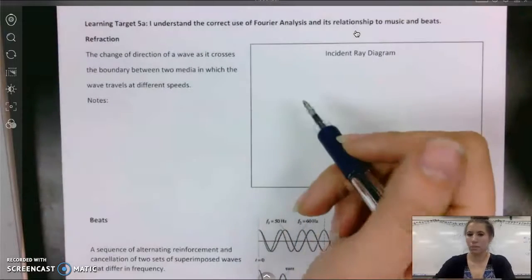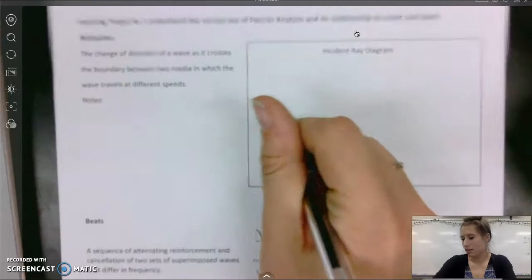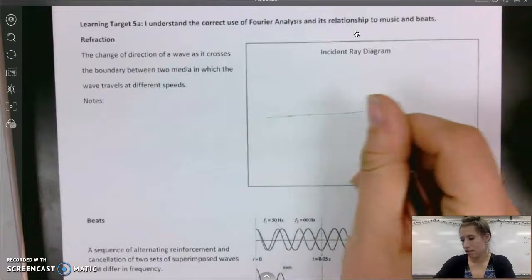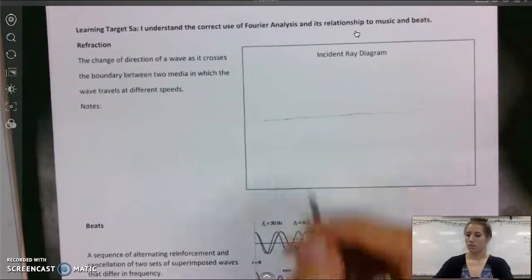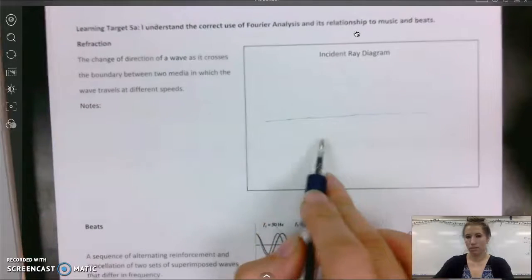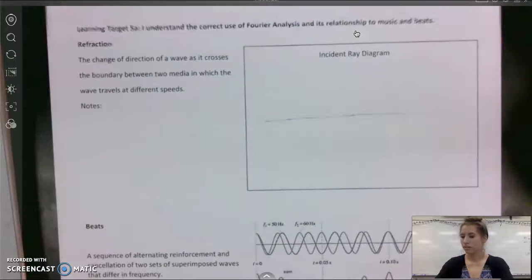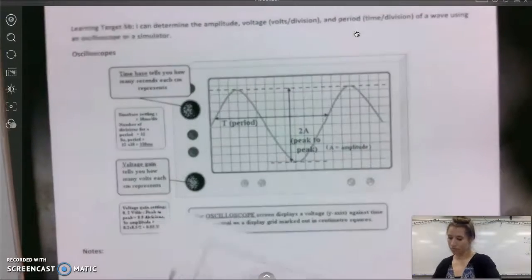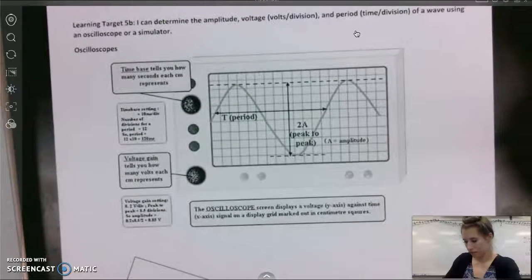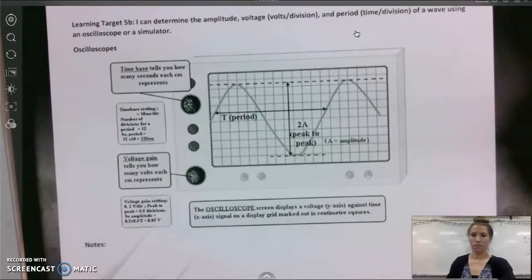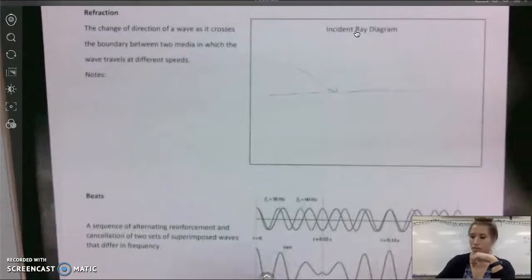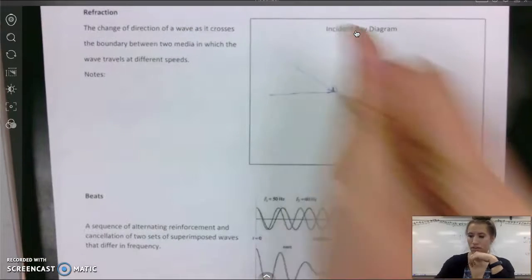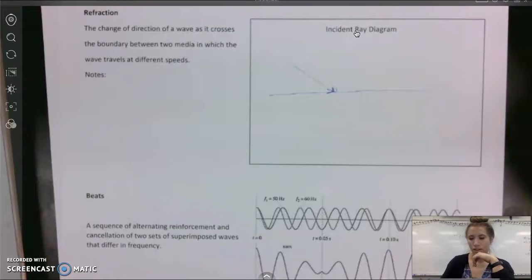But something interesting happens when the wave enters a medium at an angle, okay? So we're going to have medium 1, medium 2, like this might be air and water. And a wave will enter on an angle. Now this wave could either be reflected or refracted.